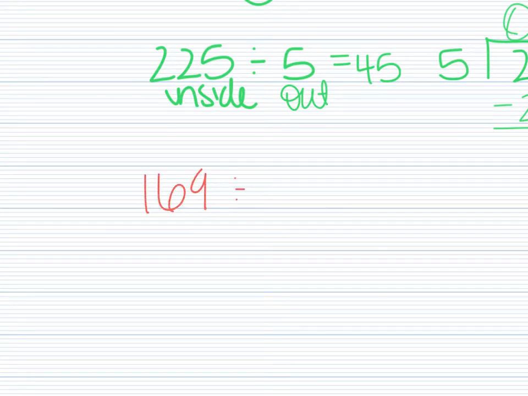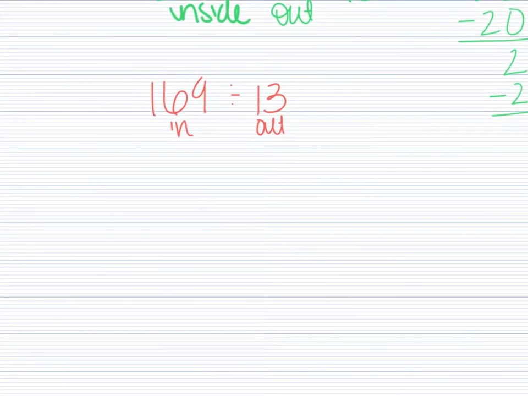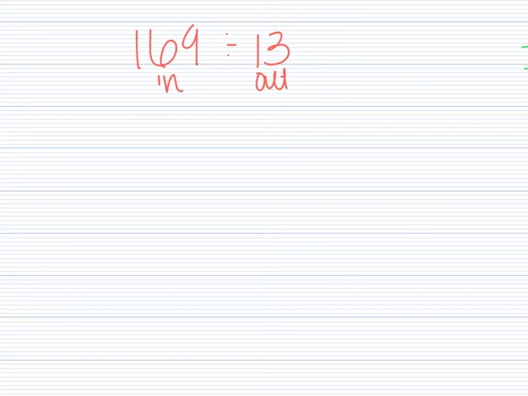Now, what if I did, let's do a different color, what if I did, what is 169 divided by 13? Okay, so again, this is going to go on my inside, this is going to go on my outside. So when I go ahead and set this up, and I'll set below this, I am going to have 13 on my outside, draw my house, and do 169.